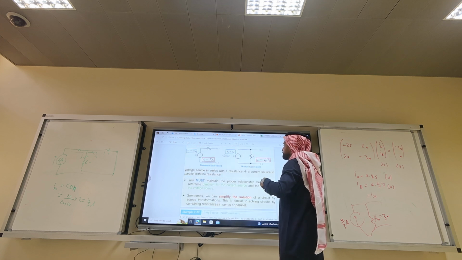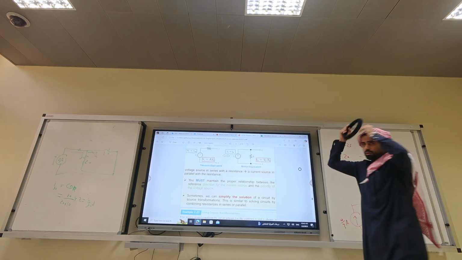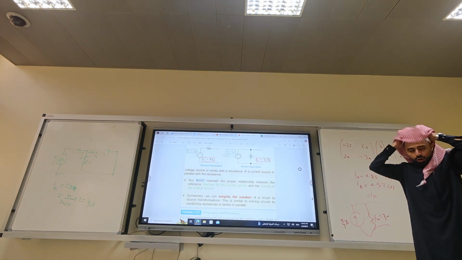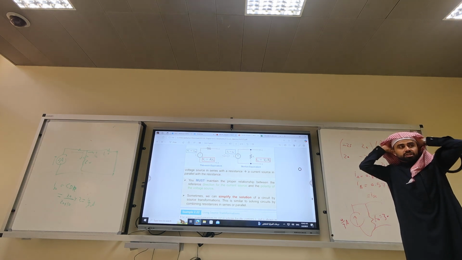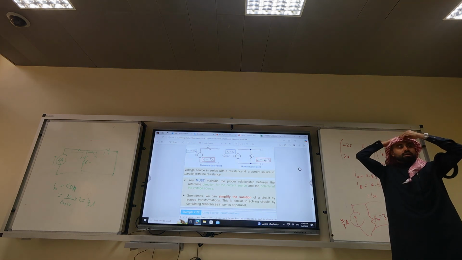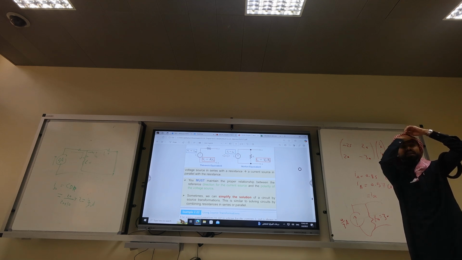Source transformation. If you notice, we will always have a relationship between V Thevenin and R Norton equivalent, right? Is there a transformation?